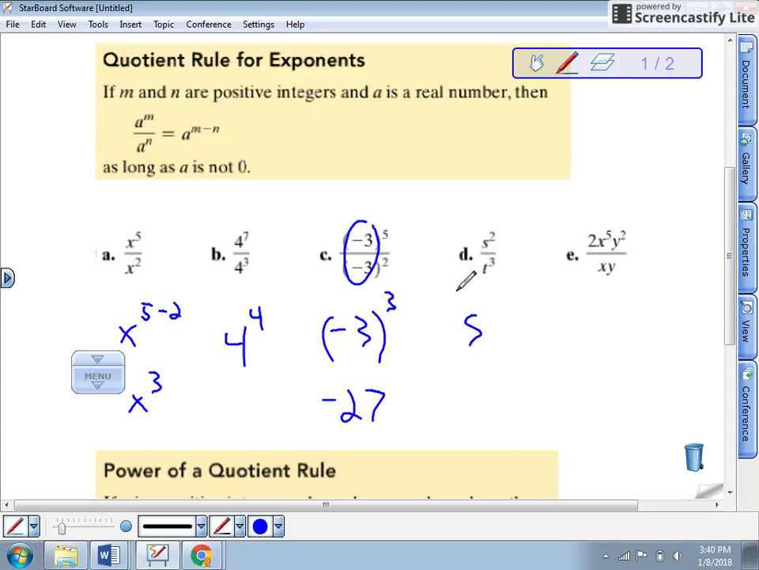It would just be s over s to the second power over t to the third power. You can't cancel out there. Again, you have to have that common base. And you look at the last one here.